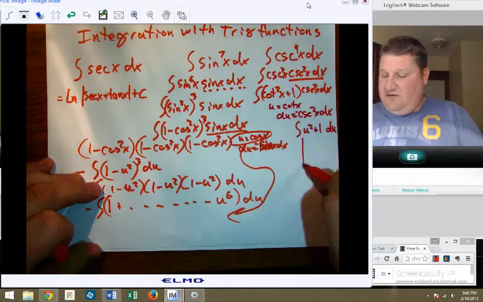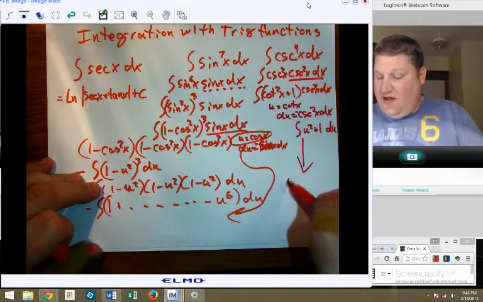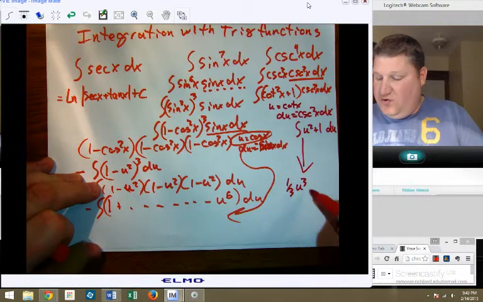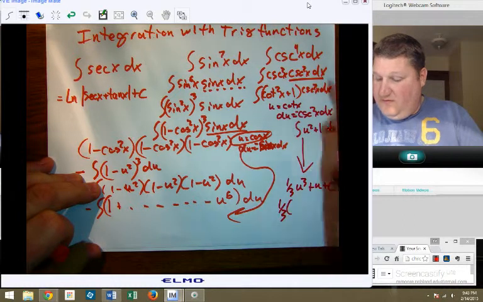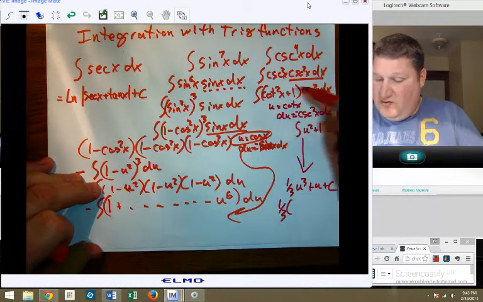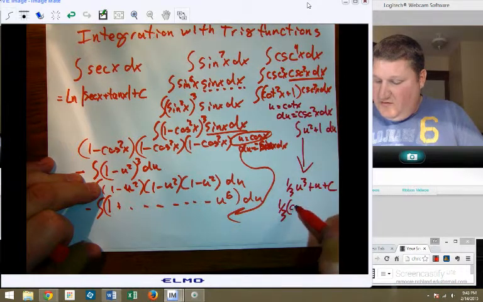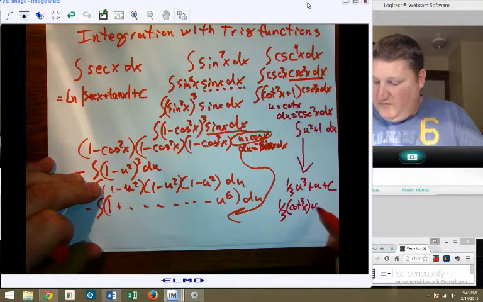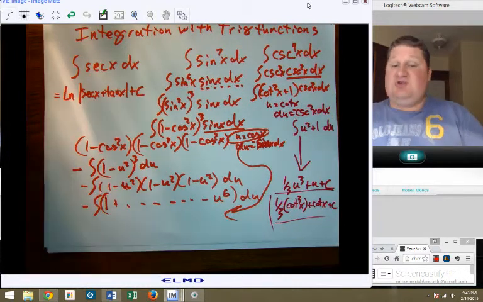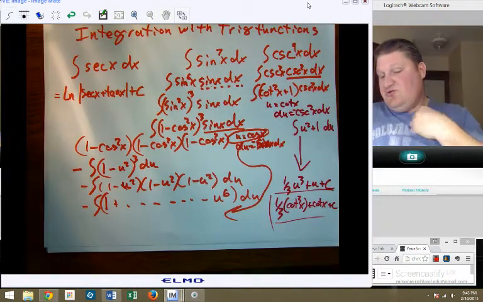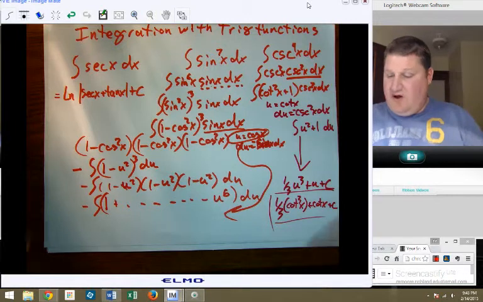And of course, at this point, that becomes easy. And 1/3 u cubed plus u plus c. Now, what was u? U was cotangent. So cotangent cubed x plus cotangent x plus c. And there's your answer plugged back in. So a couple things that you can do with trig functions using trig properties.